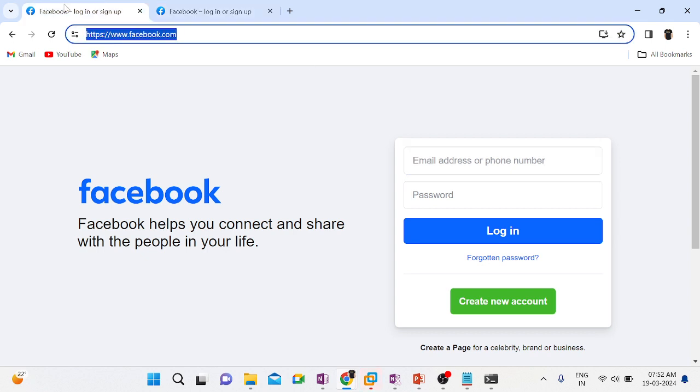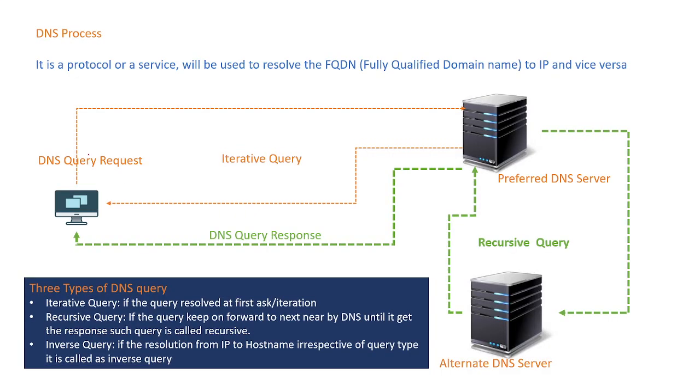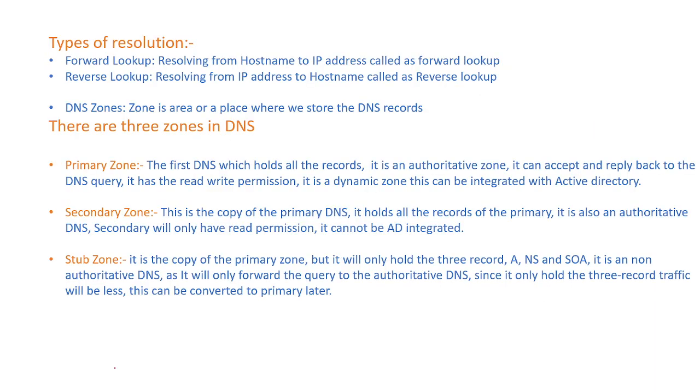So if you're putting the name, that is forward. If you're putting the IP, that is reverse. But in the case of resolution, if you resolve by using the name, it is either iterative or recursive. But if you put the IP address and resolve, that is inverse. So now you see, we will have a couple of resolution types here.